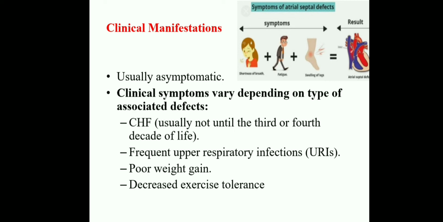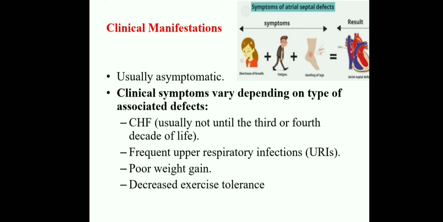Next, coming to the clinical manifestations of ASD, atrial septal defects. Usually ASD is an asymptomatic condition, because it is an acyanotic condition; there is no cyanosis. But sometimes clinical symptoms vary depending upon the type of associated defects.